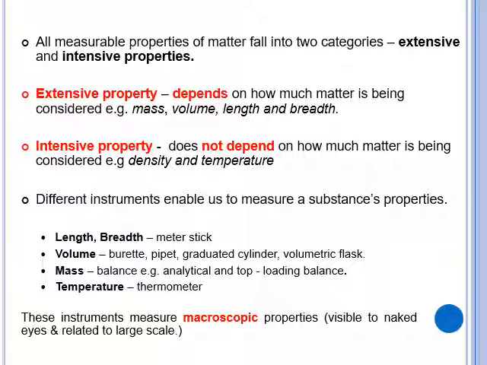For example, in order to measure length, we can use a meter stick or ruler. In order to measure volume, we can use a burette, pipette, graduated cylinder, or volumetric flask. Mass can be measured by a balance, either analytical or top-loading balance. Temperature obviously can be measured by a thermometer. These instruments measure macroscopic properties, meaning that they are visible to the naked eye and related to large scale.